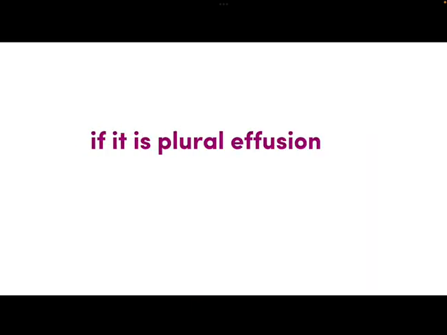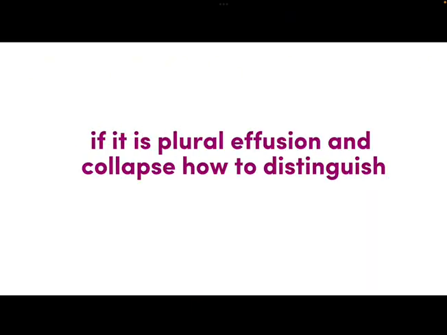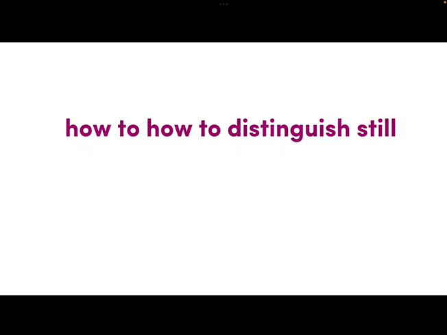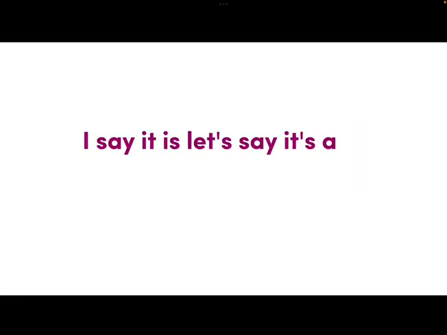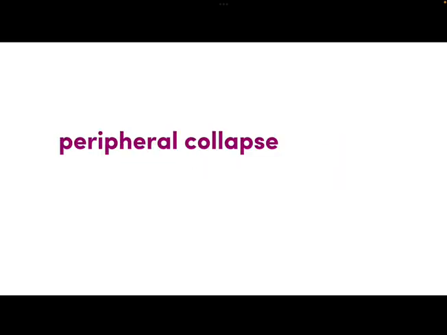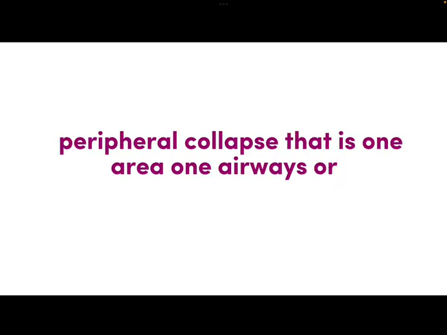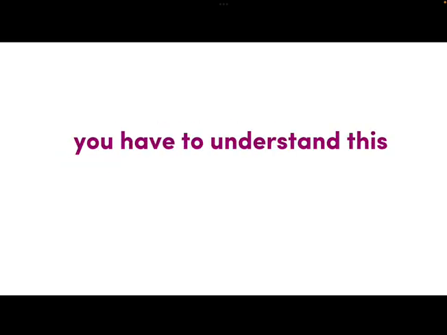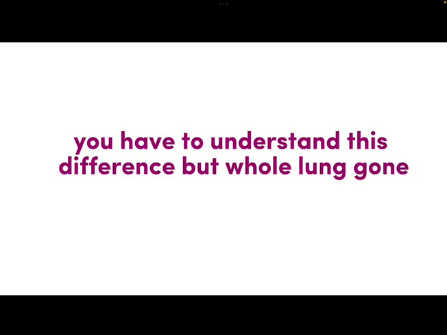Okay, if it is pleural effusion and collapse, how to distinguish? Think more beyond that. How to distinguish? Sorry? Breath sound, both will be reduced. How to distinguish still between pleural effusion and collapse? Let's say it's a big collapse, because a big collapse will behave like pleural effusion. But a segmental, local, peripheral collapse, that means one area, one airway or two or three airways, a big segmental airway gone, will behave like consolidation. You have to understand this difference.